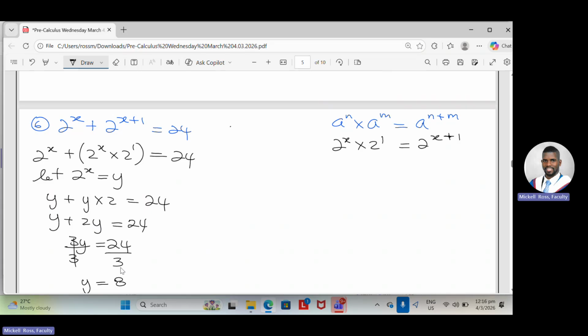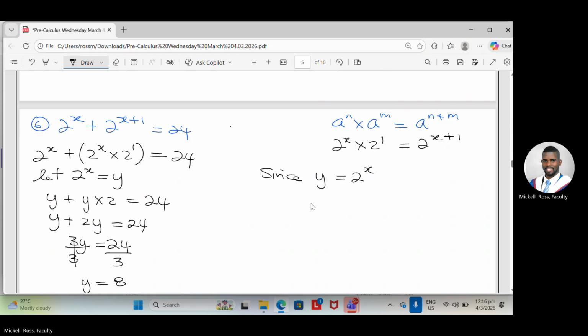But when we had the original question, were we solving for y? No, we're solving for x. So we can say since y is equal to 2 to the x, then this means that 2 to the x is equal to 8. What do we do when we're solving exponential equations? The bases have to be the same. So this is an exponential equation, so we get the bases to be the same.